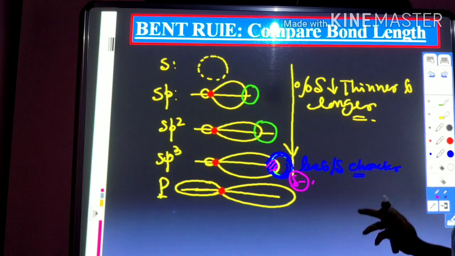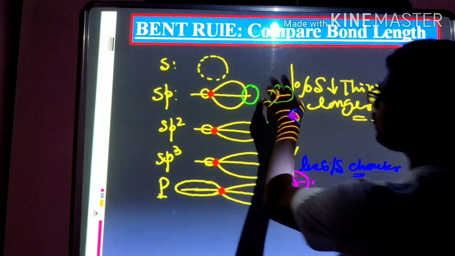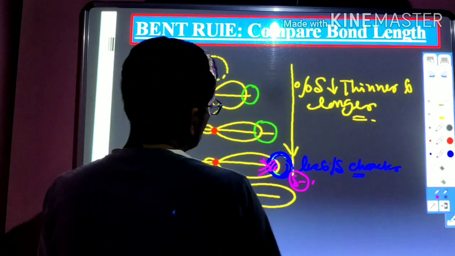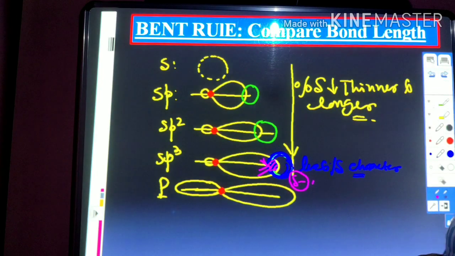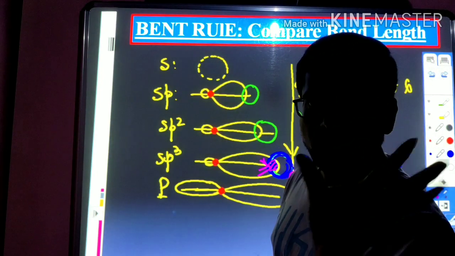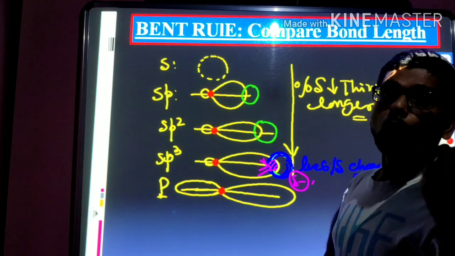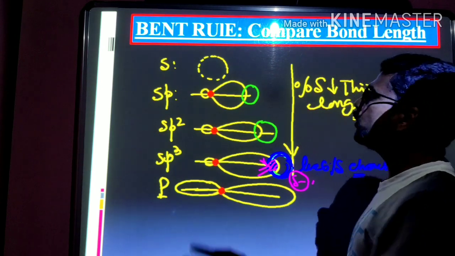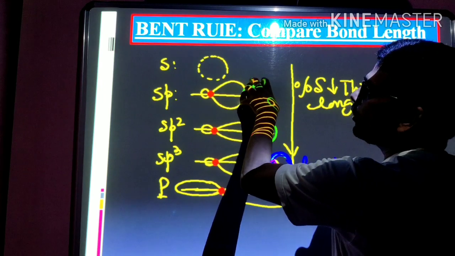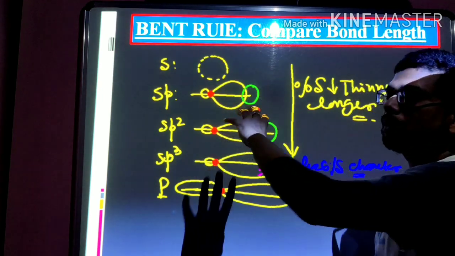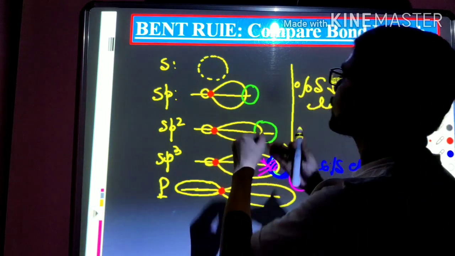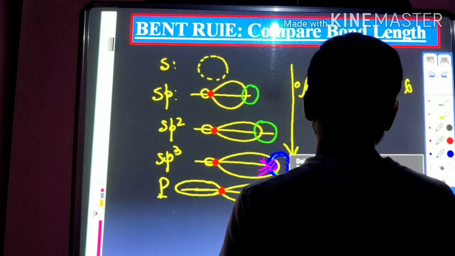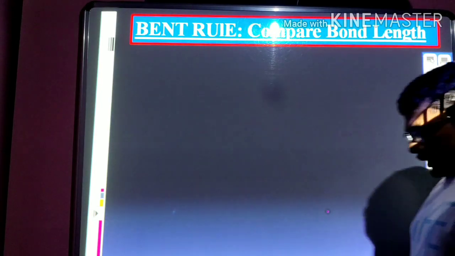So the most electronegative element will try to form a bond where the percentage of S character is less, because the distance will increase, and a lone pair will be under the influence of one nucleus. So the lone pair will try to occupy an orbital where the percentage of S character is more. Like here, the lone pair will be happy with a hybridized orbital of more percentage of S character. Okay, this is one statement.